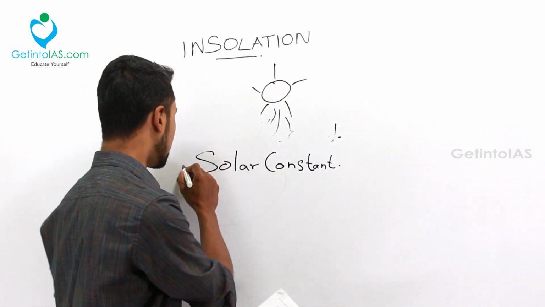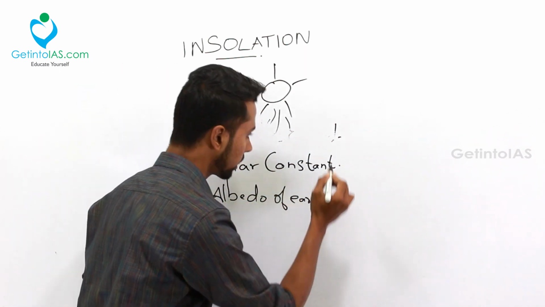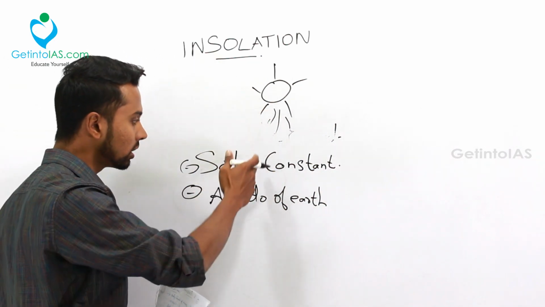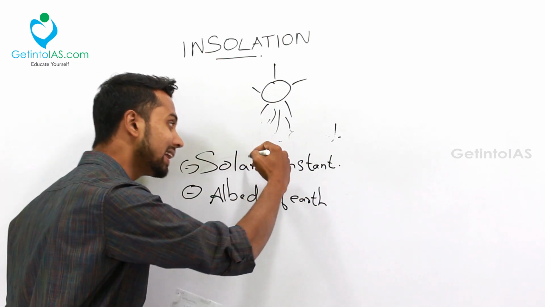There is another term known as the albedo of the Earth. We all know the sun's rays are coming from the sun and directly hitting the Earth, and some are being absorbed and some are being radiated back.